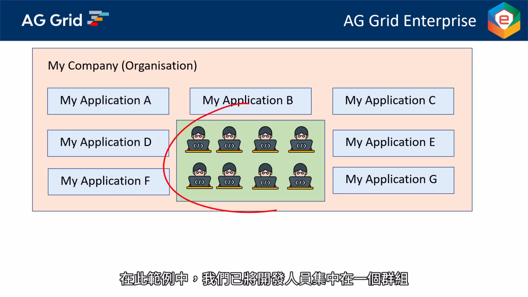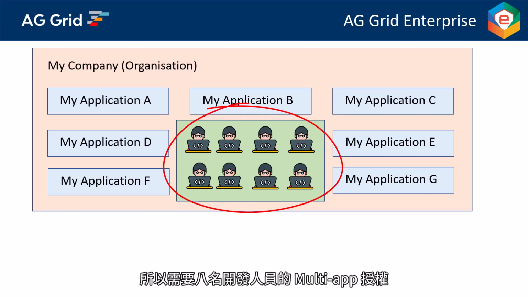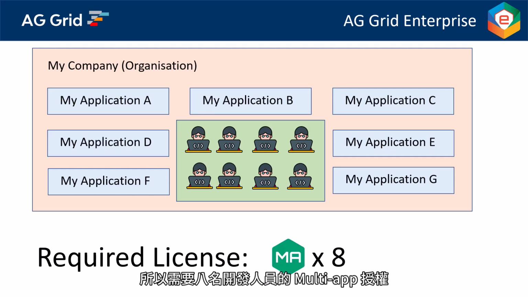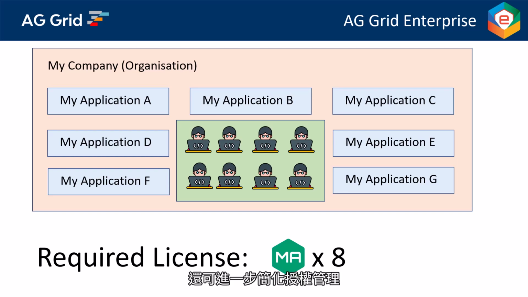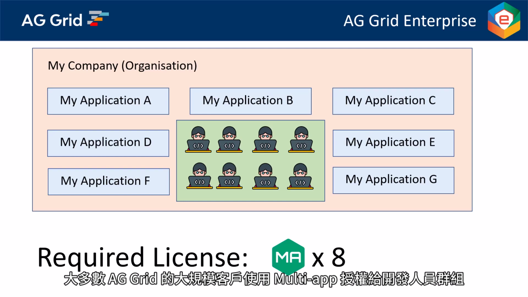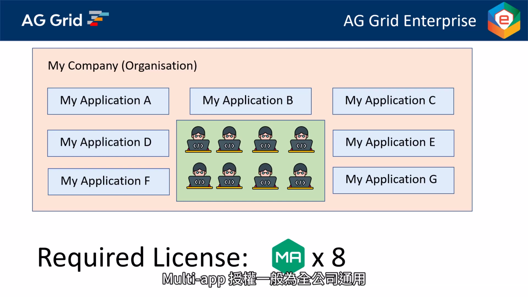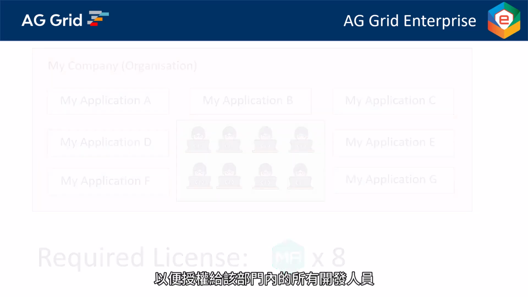In this example, we have pooled all our developers into one group. In total, we have 8 developers, so we need a multi-app license for 8 developers. This becomes considerably cheaper if developers were working across projects. It also makes the licensing considerably easier to manage. Most large customers of HG Grid will use multi-app to license groups of developers. These multi-app licenses would typically be corporate-wide to license all developers in your company, or they could be departmental-wide to license all developers within a particular department.